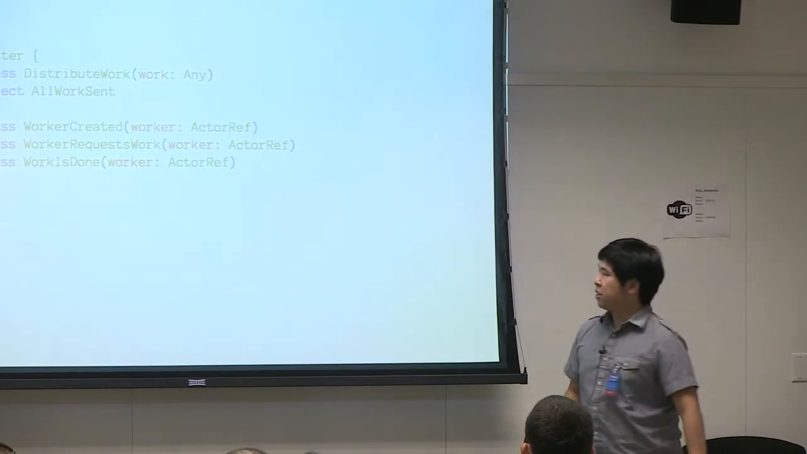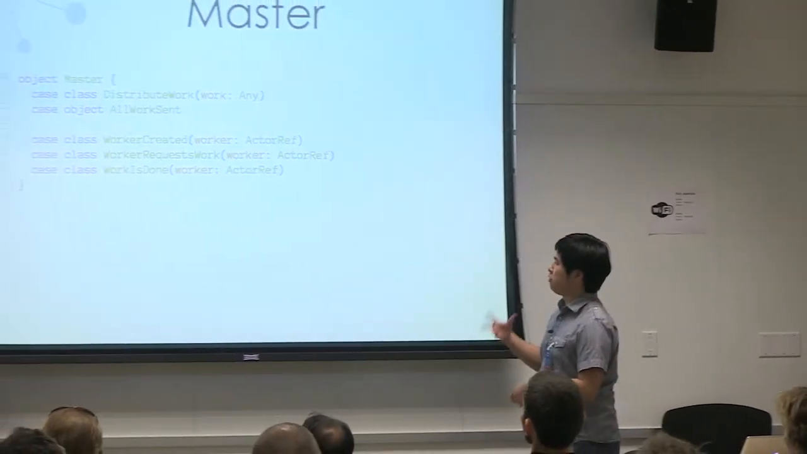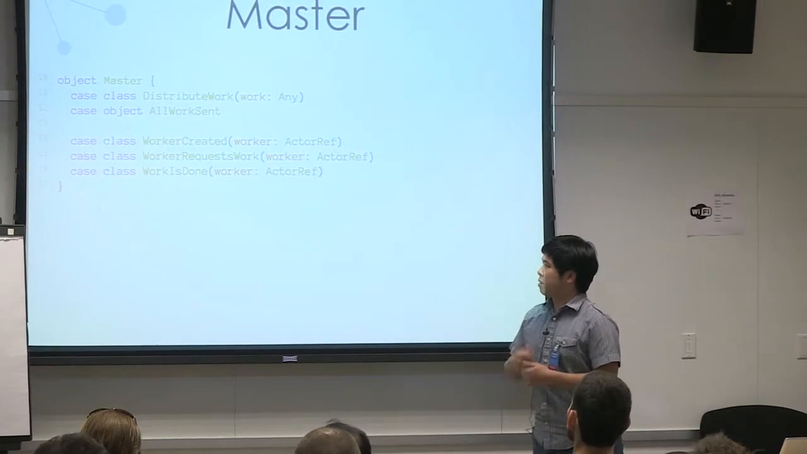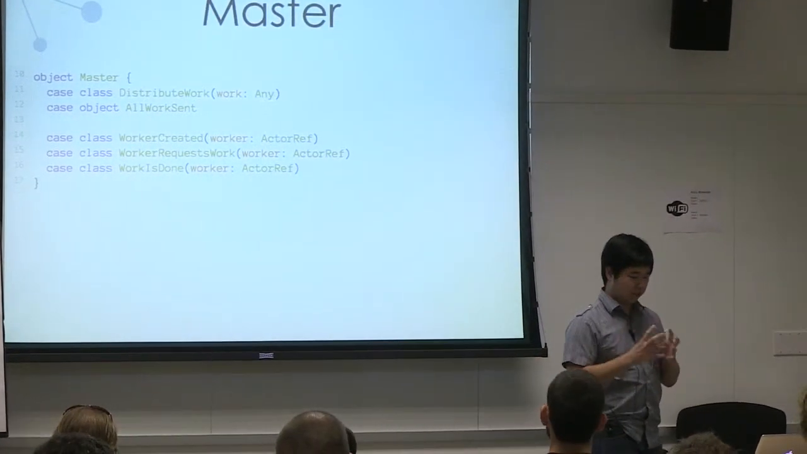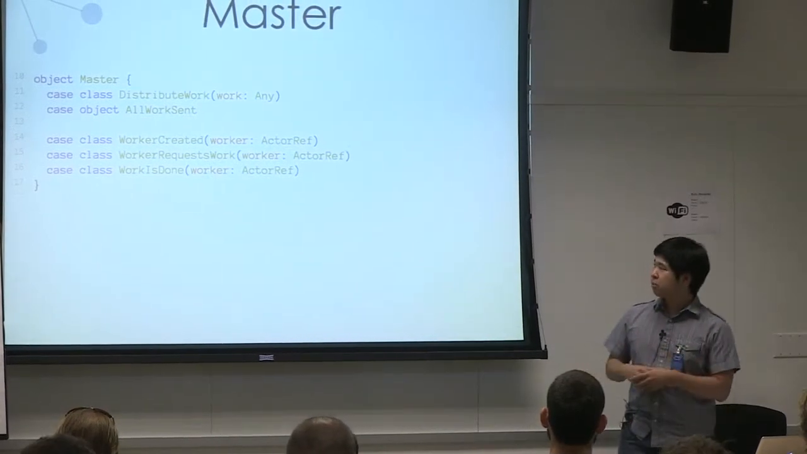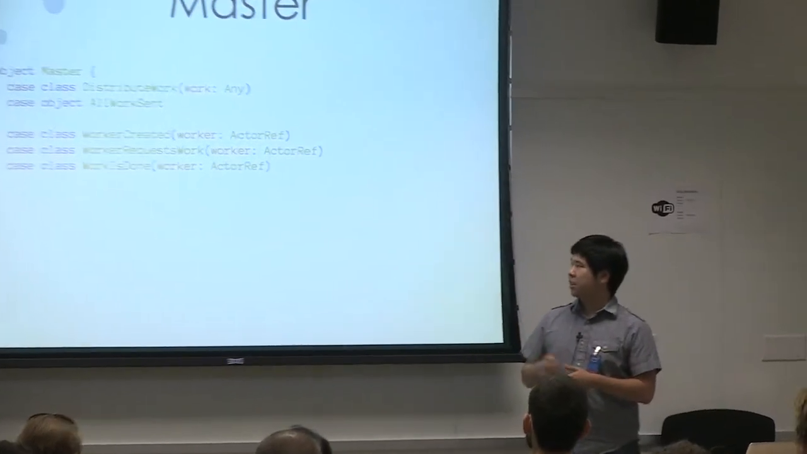So these are the messages that the master receives, right? From the outside world, it will send a message to distribute work containing the work that it wants to distribute, so maybe like a single node or a pair of nodes. There's another message that the outside world can send to it called all work sent that basically tells the master, I'm done with the work, and that's how the master knows that once all the workers are idle and all the work is sent and our worker queue is empty, then we can begin to clean everything up.